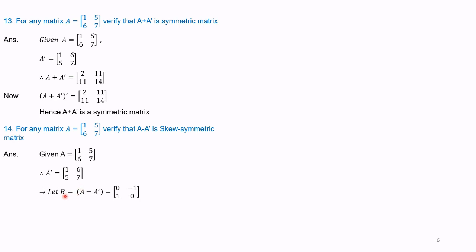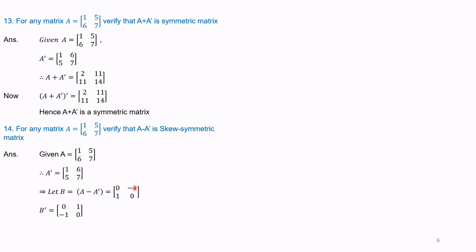Therefore, let B be equal to A minus A dash. So, now we have to perform subtraction. A minus A dash is equal to 1 minus 1 is 0, 5 minus 6 is minus 1, 6 minus 5 is 1, and 7 minus 7 is 0. Now, B dash is found by transposing B, which is [0, -1; 1, 0].